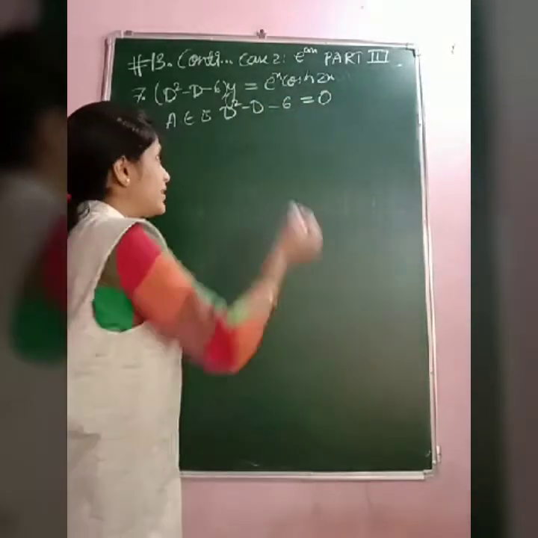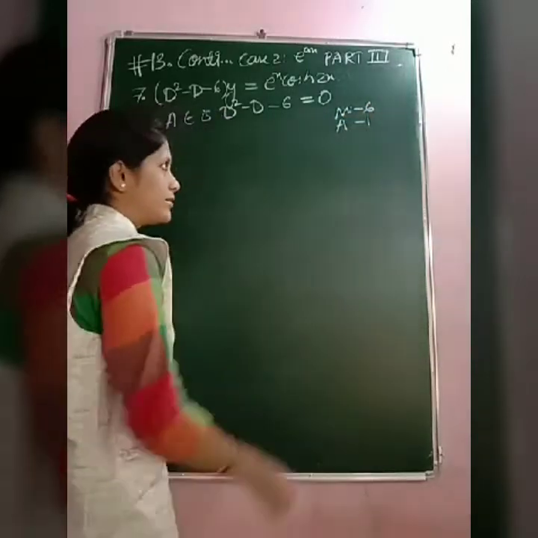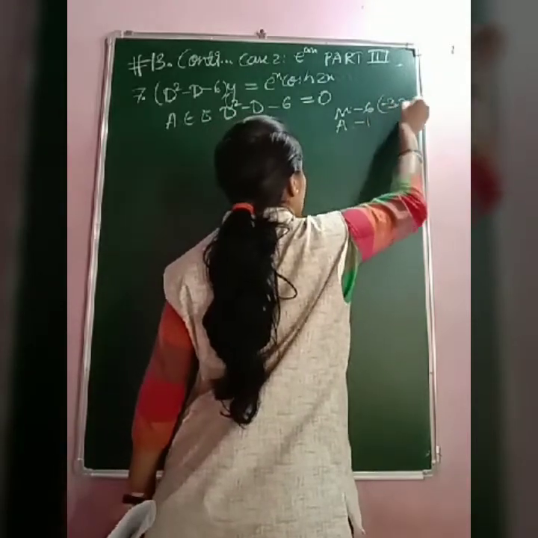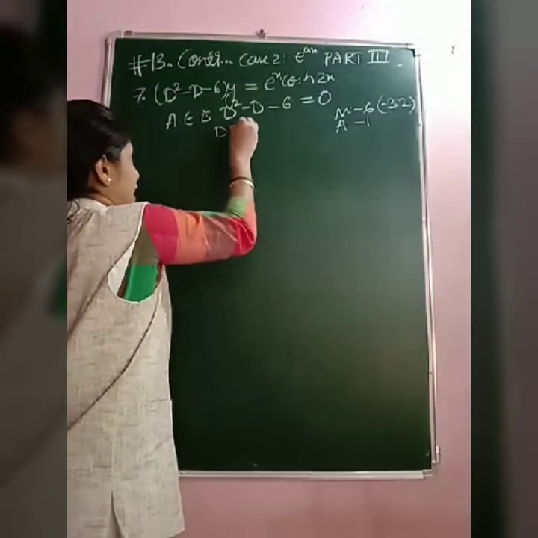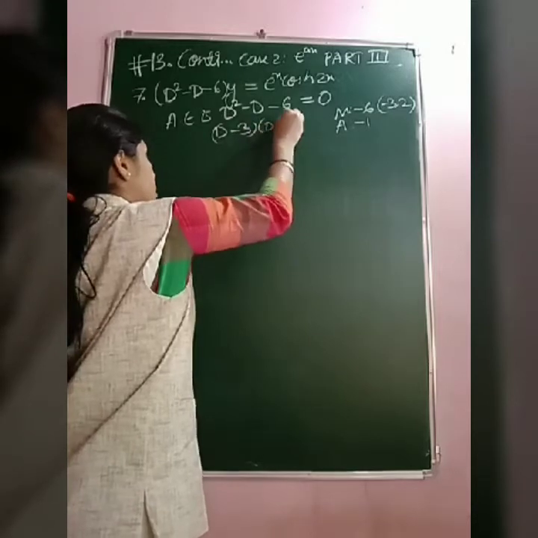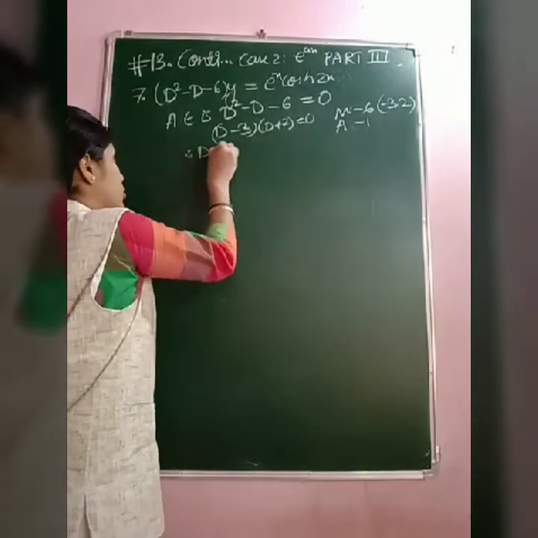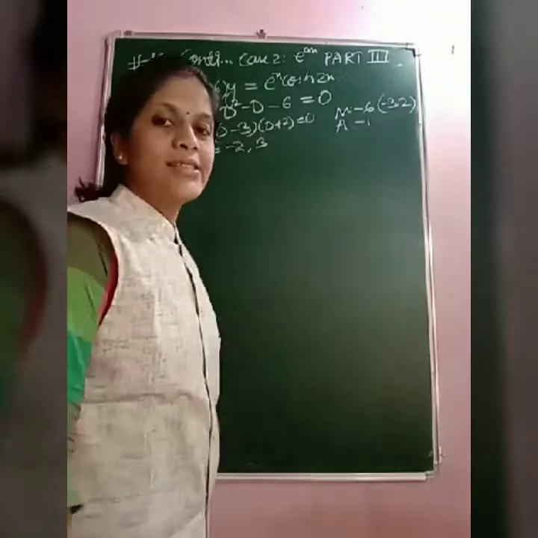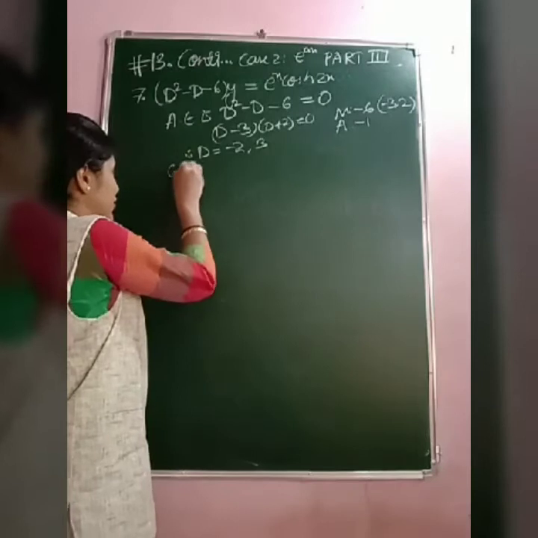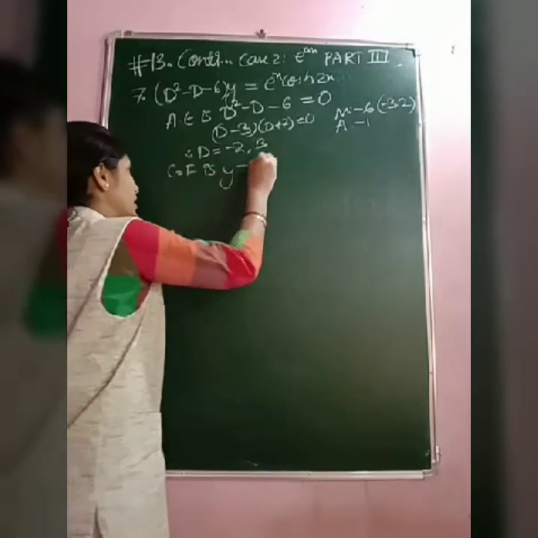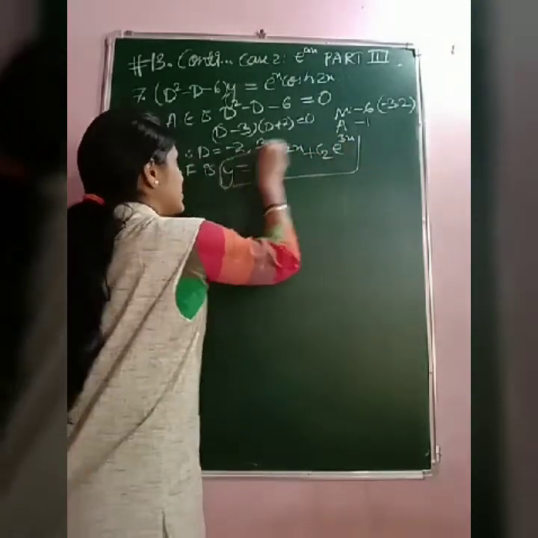So this is nothing but a quadratic. What are the roots? Multiplication minus 6, addition minus 1. So what are the roots? Minus 3 and 2: minus 3 times 2 is minus 6, minus 3 plus 2 is minus 1. So directly I can write (D minus 3)(D plus 2) equal to 0, since the coefficient of D square is 1. Therefore, D equal to minus 2, 3. Either you can write 3, minus 2 or minus 2, 3; both give the same meaning. So the complementary function is y equal to C1 e raised to minus 2x plus C2 e raised to 3x.